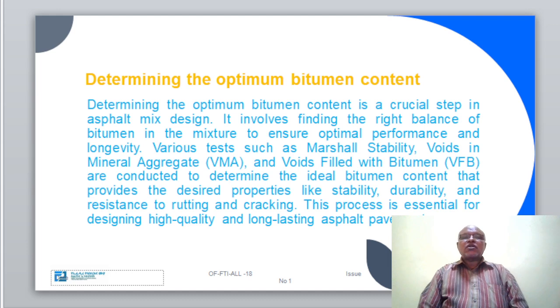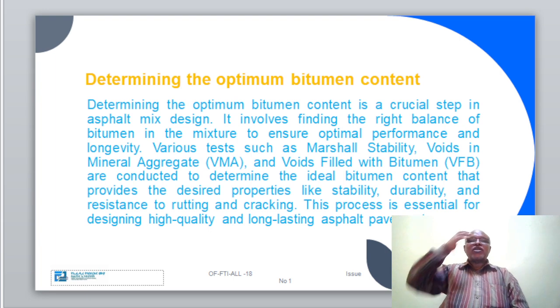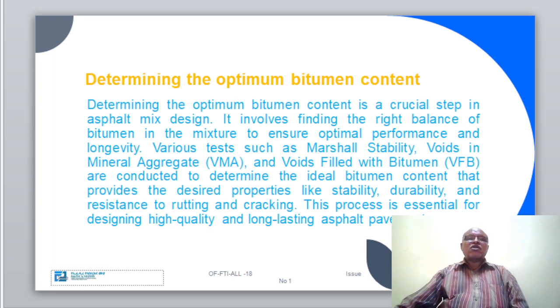The first step in determining the optimum bitumen content is to prepare a series of test samples with varying bitumen content. These samples are then subjected to a series of tests to evaluate their performance characteristics, such as stability, flow, and density. By analyzing the results of these tests, we can determine the ideal bitumen content that will provide the desired performance and durability for the asphalt mix.